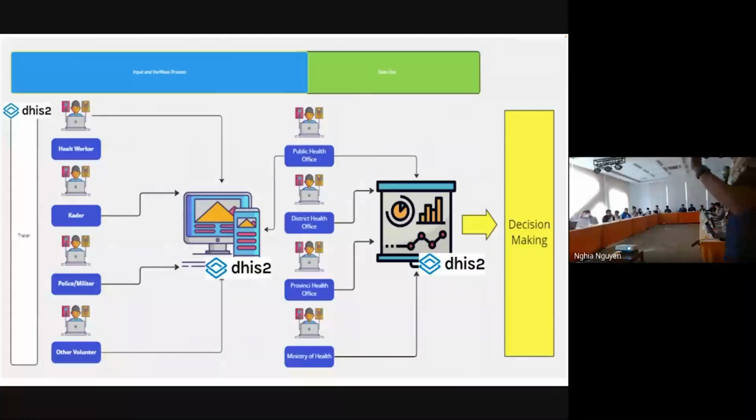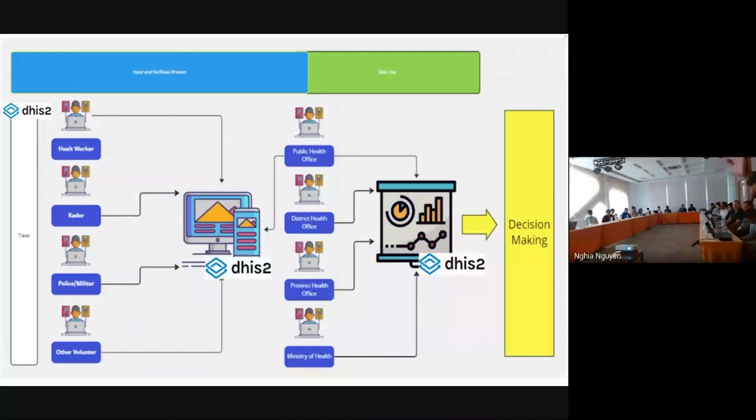Okay, and we have the second layer. This is more like the people who are decision makers. So we have the public health office at the district level, and the first people will review the data. That will be the next slide, how we maintain or how we review data with them. And then we have the district health office. The district health office can only access the data analysis.